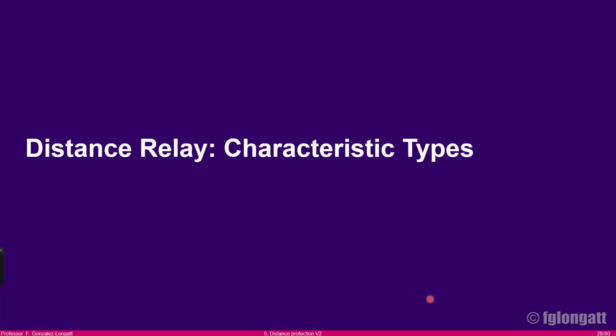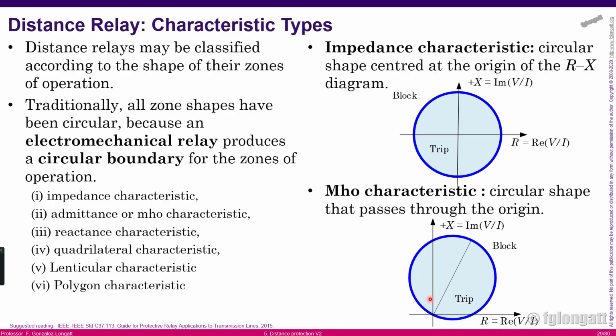What is an option? Okay, one option is, instead of using a circle, we can use another kind of characteristic. And to be honest, that is the motivation that started the creation of different distance relay characteristics. As you can see over here, there are at least six different characteristics.